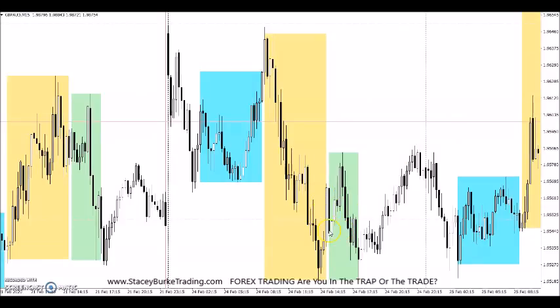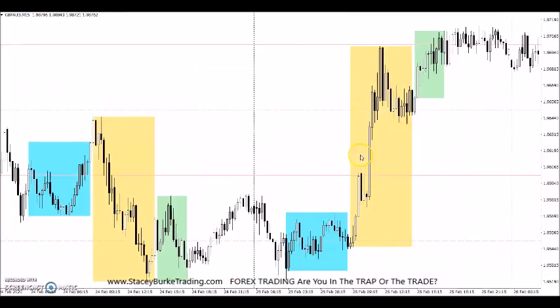In this particular case, you can see that the US session opened up inside of the range, making a new high, session high, before pulling back to retest the lows and then consolidating and giving us an engulfment for a 50 pip trade back up to the high.